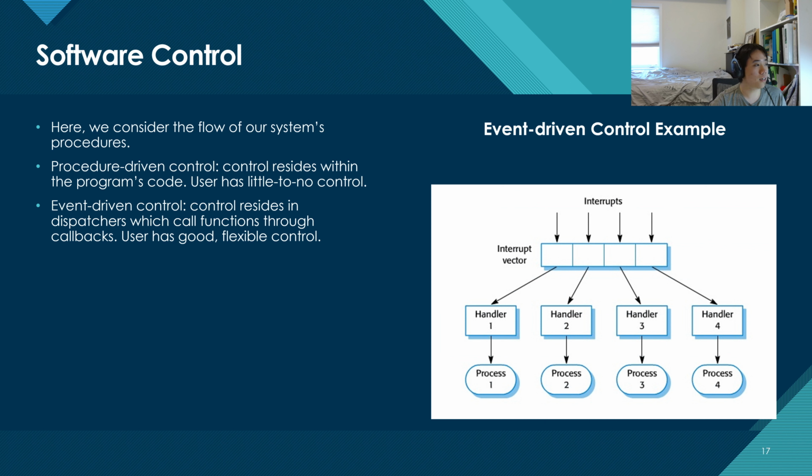Next is software control. We take a look at pretty much how the system's procedures will flow. Here on the right side is just an example of event-driven control. But there are two types. We have procedure-driven and event-driven. In procedure-driven, the control is inside the program's code, and that means that the user won't be able to do anything about that because that is up to the developers. Event-driven control is when you use dispatchers and callbacks. This is where the user has good flexible control on when they want their stuff done.